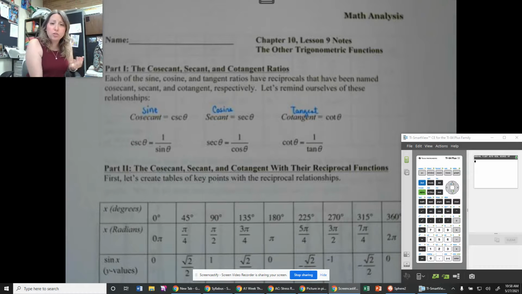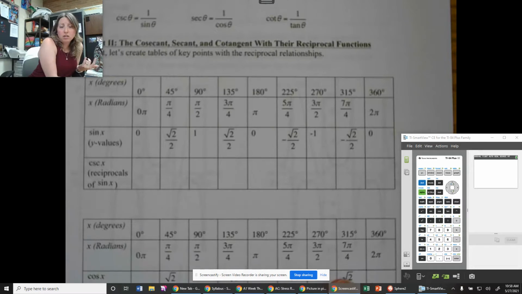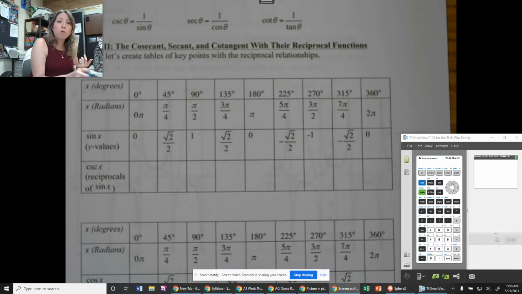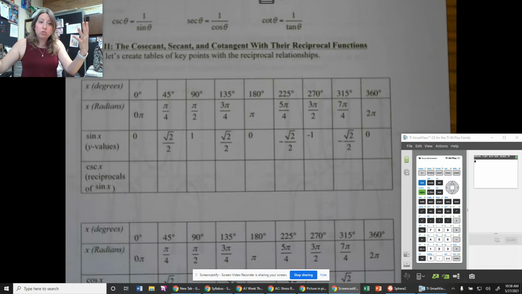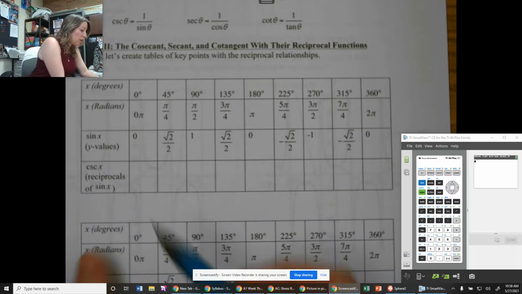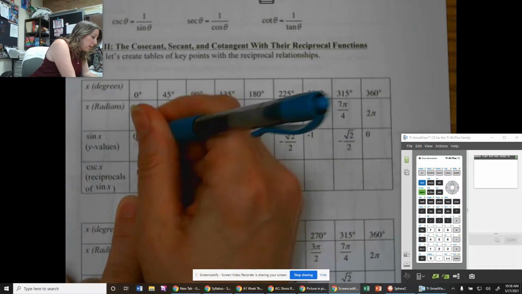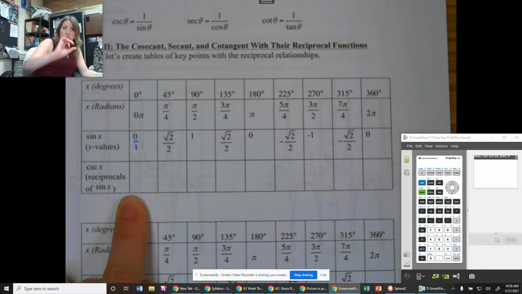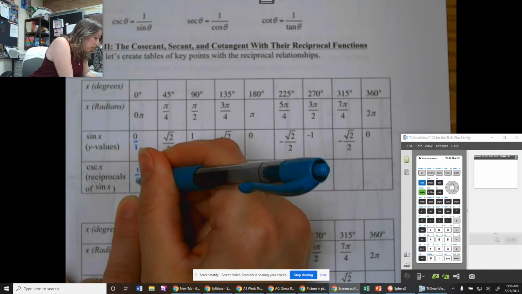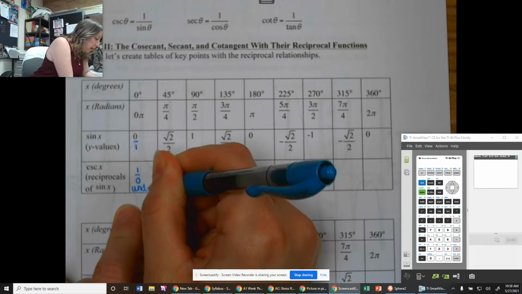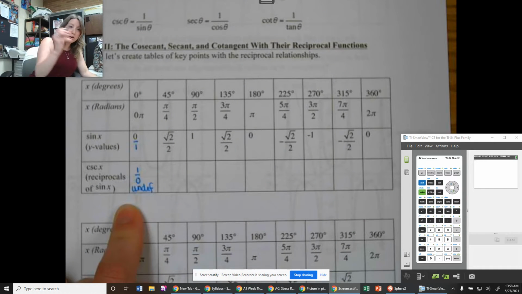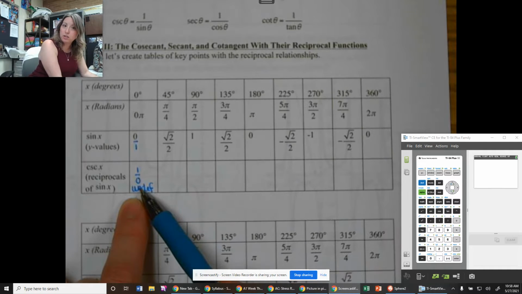Basically, what we're going to do is look at the values for sine in each of these major spots around the unit circle that create the function, the unraveling of the unit circle. Well, their reciprocals are going to go right here. So this is very interesting because if you take the reciprocal of sine of 0, you get 1 over 0, which is undefined, right? So you end up getting an asymptote for cosecant here.